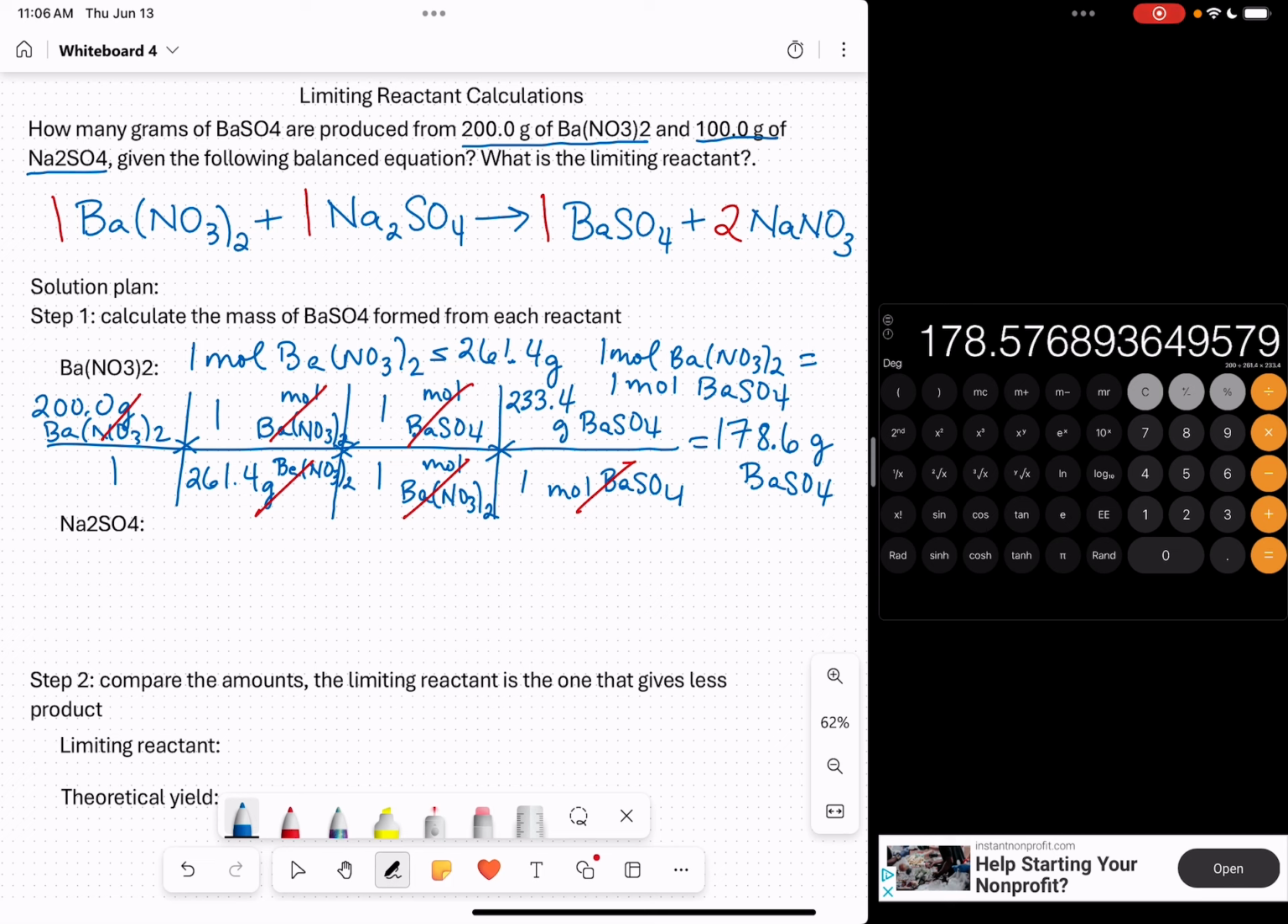I don't have a lot of room, so I'm not going to write the conversion factors down ahead of time. But they are going to be similar. I need the molar mass of the starting material and the product. I need the mole ratio from the equation between sodium sulfate and barium sulfate. So I'm starting out with 100 grams of sodium sulfate.